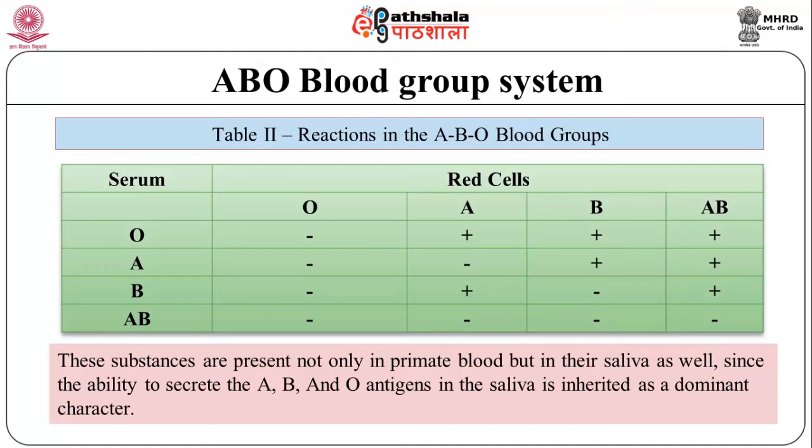In humans, persons with the blood group O are considered universal donors, while persons with the AB blood group type are considered universal recipients. These substances are present not only in primate blood but in their saliva as well, since the ability to secrete the A, B and O antigens in the saliva is inherited as a dominant character. Also, since A and B substances are not normally detectable on the red cells of the primates other than in the hominoids, saliva is used for identifying the ABO blood group in other primates.